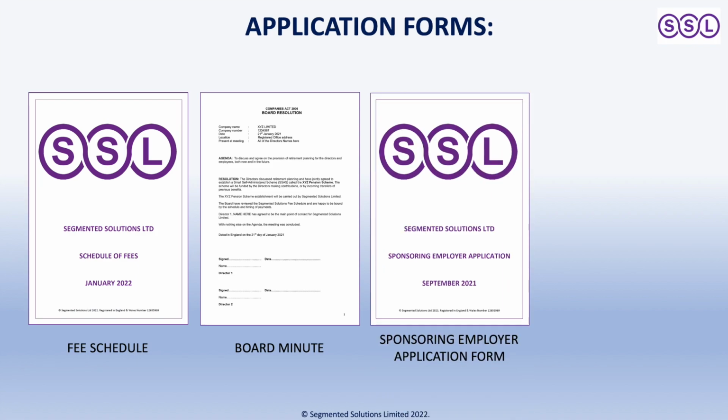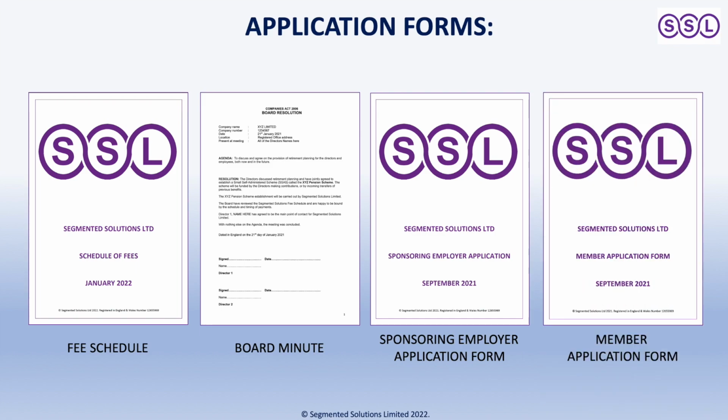And then you get into the application forms, and there's one for the sponsoring employer, that's the limited company, and we need details of the business that's going to be setting up the SaaS. And then we have a member application form, and there's one of those for each member. So if you've got a 4-member scheme, there'll be a board minute, a sponsoring employer application form, and 4 member application forms.